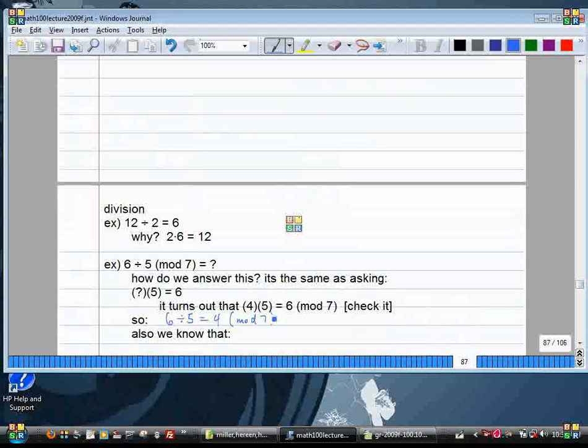Mod 7. Now remember from when you first learned division, since we know that 4 times 5 equals 6 mod 7, we have 6 divided by 5 equals 4. What other division fact do we know? 6 divided by 4 equals 5 mod 7.